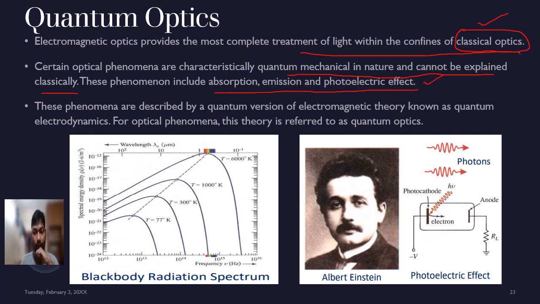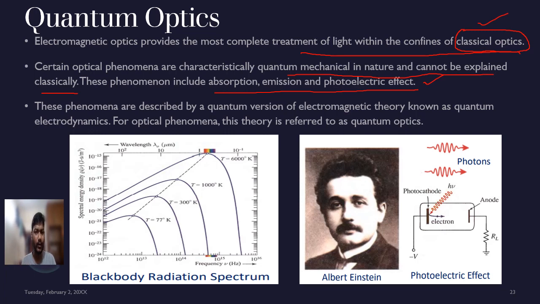So what exactly have we done until now? First, when we studied ray optics, it could not explain interference and diffraction, so we went to wave optics. Wave optics could not explain polarization by its scalar theory, so we moved to electromagnetic optics, which is a broader one.